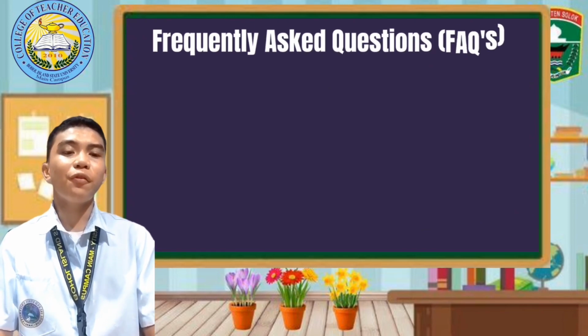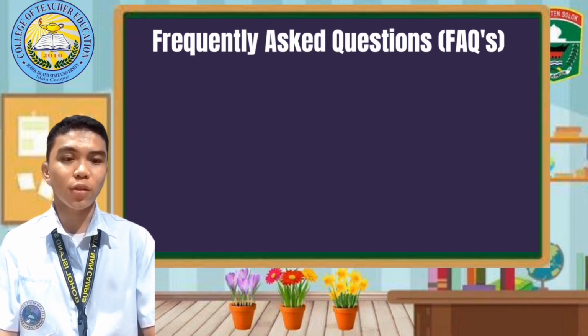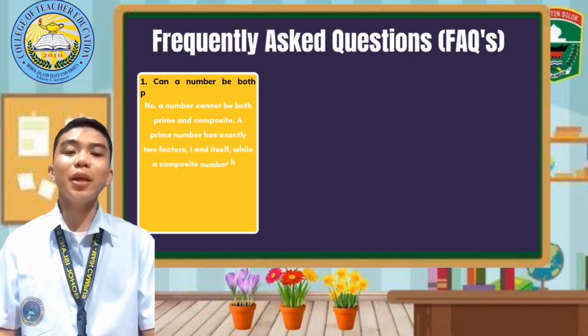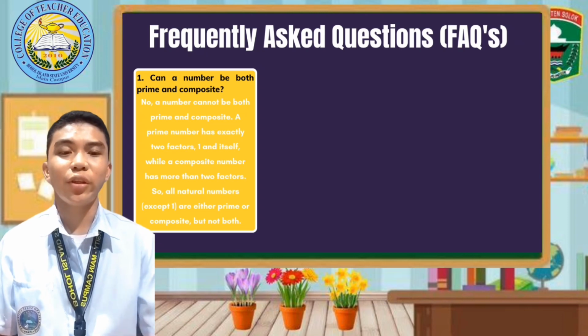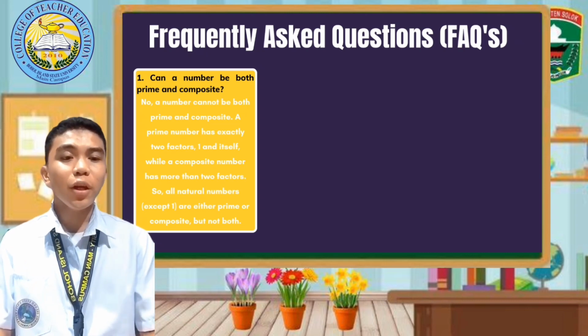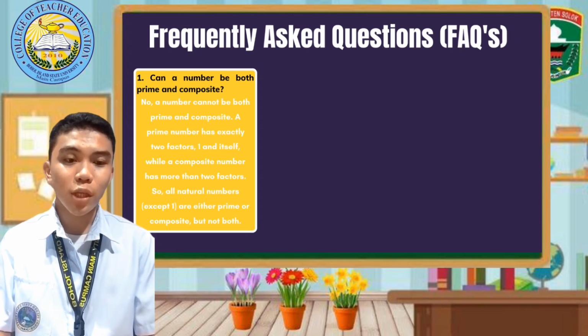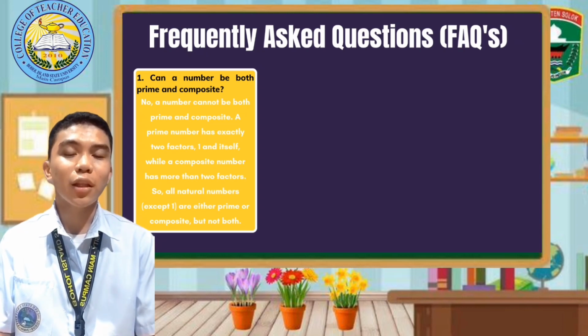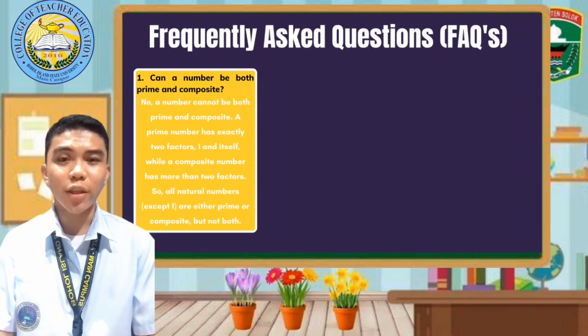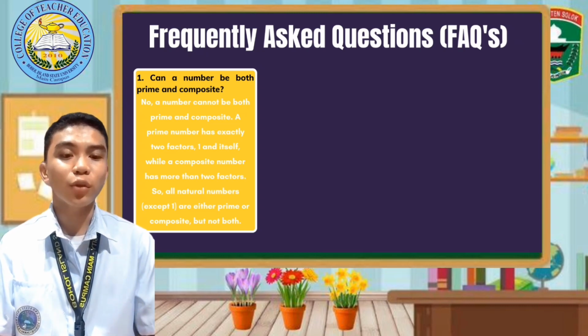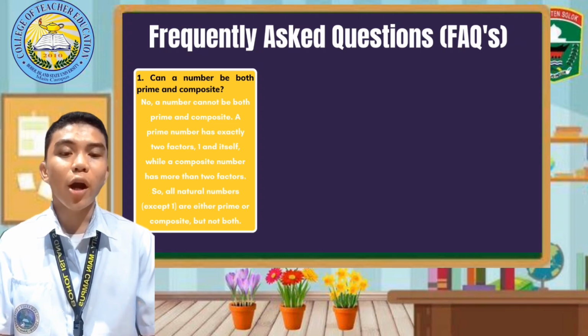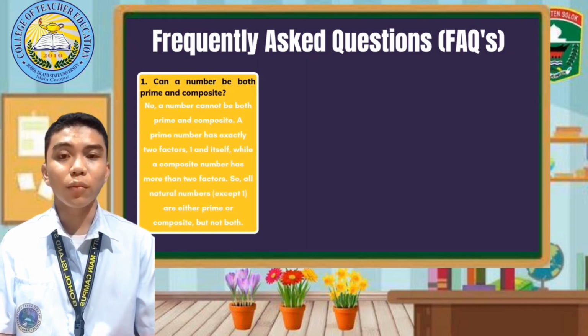Now, we have here frequently asked questions. First, can a number be both prime and composite? Answer: no. A number cannot be both prime and composite. A prime number has exactly two factors, which are the number 1 and itself, while a composite number has more than two factors. So all natural numbers except 1 are either prime or composite but cannot be both.